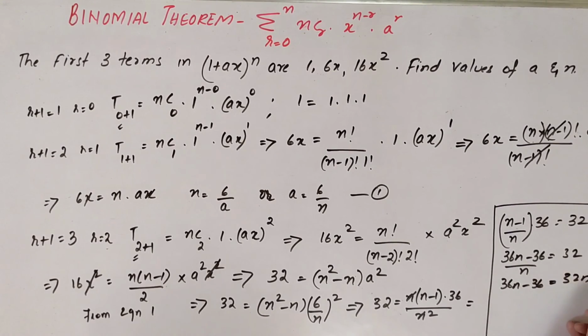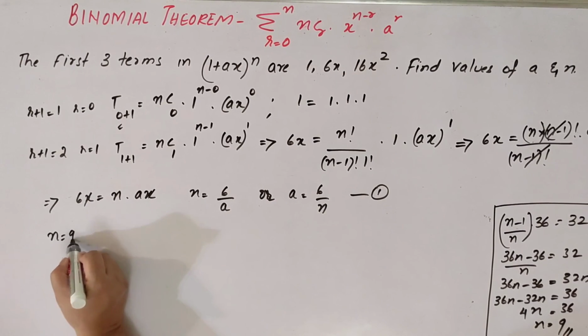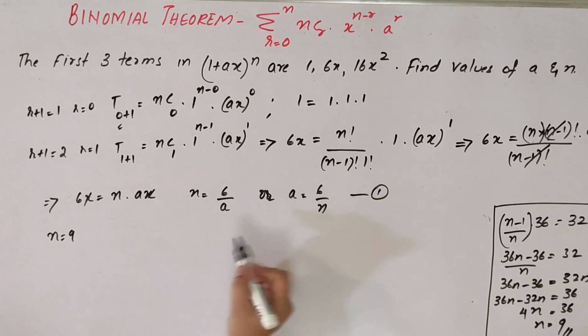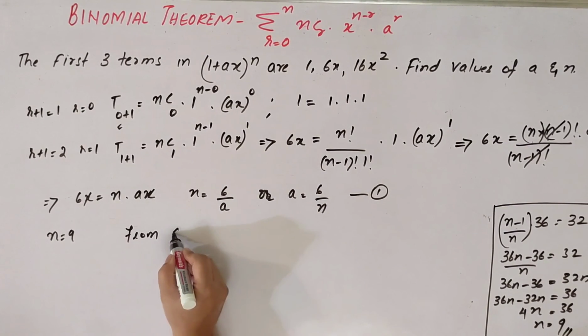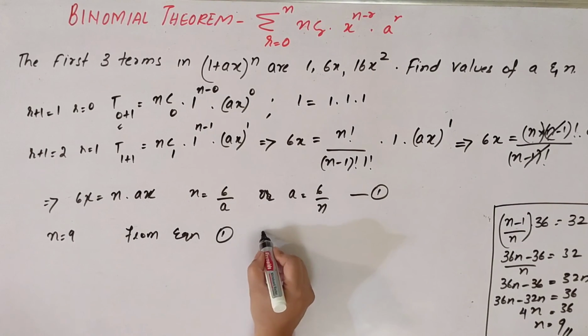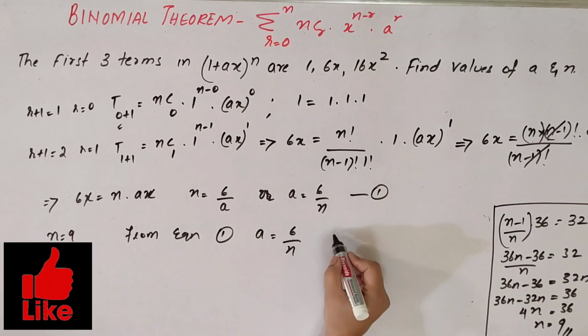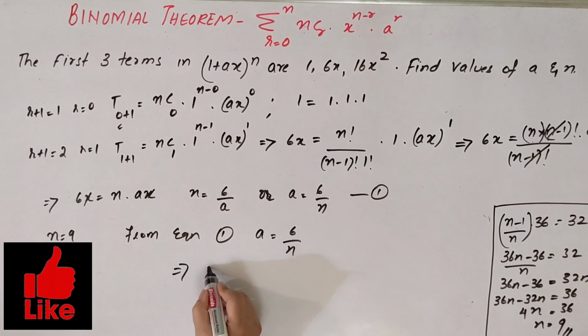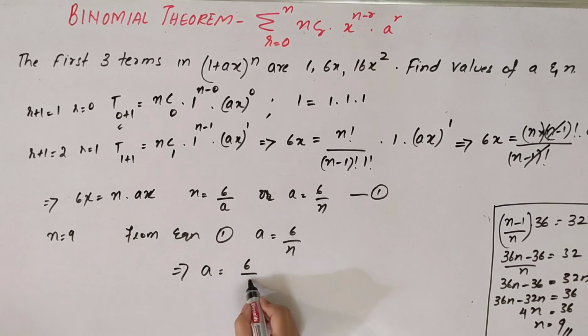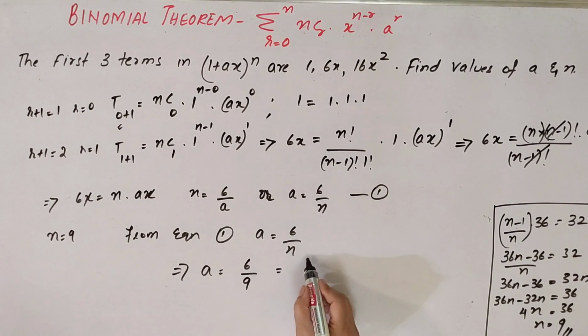Now when we shift 32n here, it's going to be minus. So 36n minus 32n is equal to 36. So we get 4n is equal to 36. So n is equal to 9. n is equal to 9 here. Now we need to find a. We know from equation 1, a is equal to 6 by n, which means a is 6 by 9, which means a is 2 by 3.